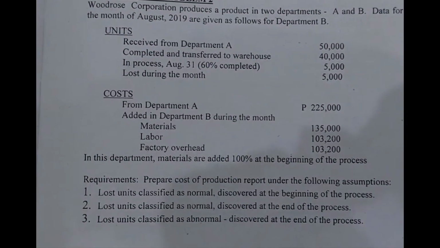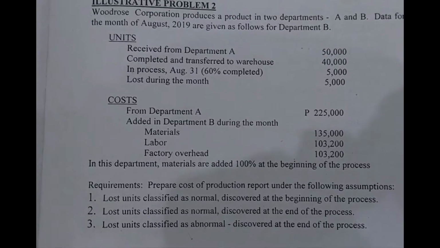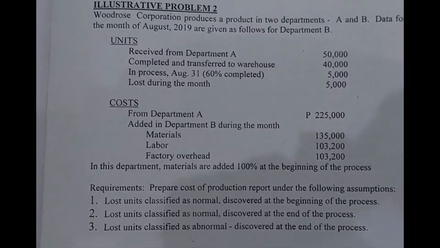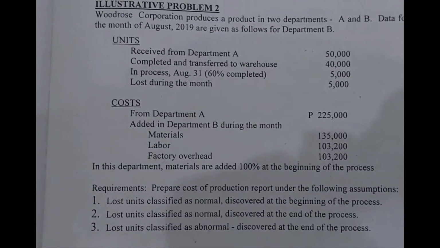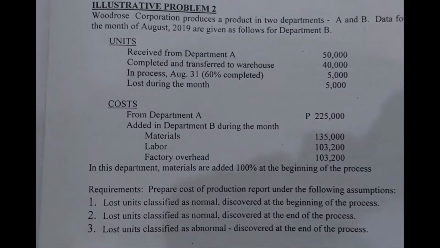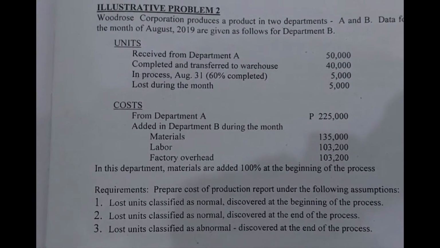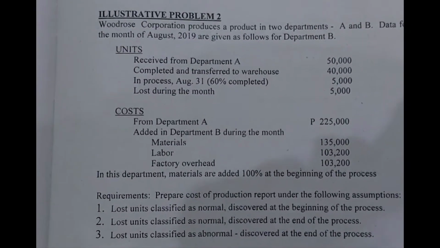So requirements, prepare cost of production report under the following assumptions. So 1, loss units classified as normal discovered at the beginning of the process; 2, loss units classified as normal discovered at the end of the process; and 3, loss units classified as abnormal discovered at the end of the process. Okay, so yan yung problem natin.